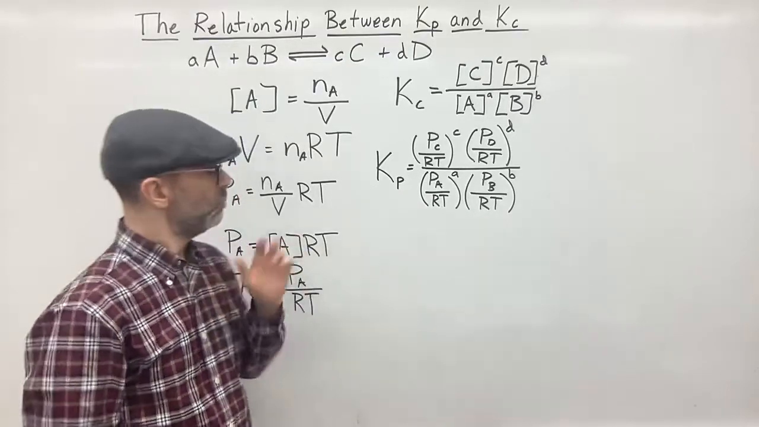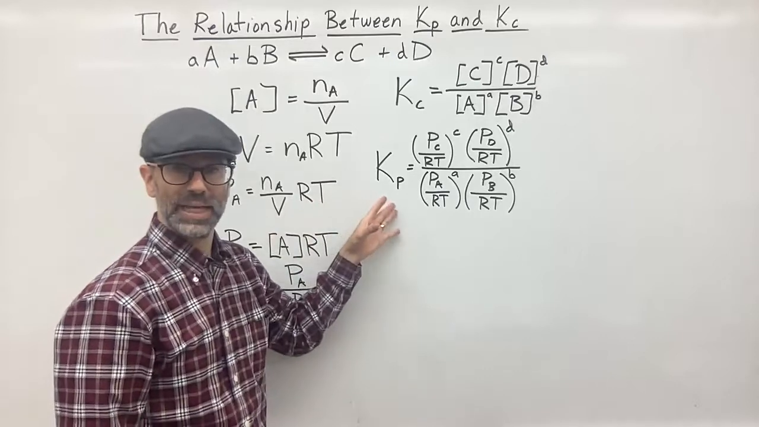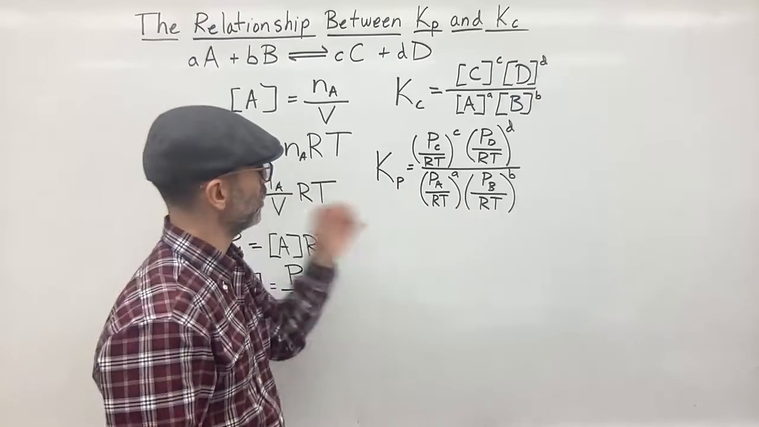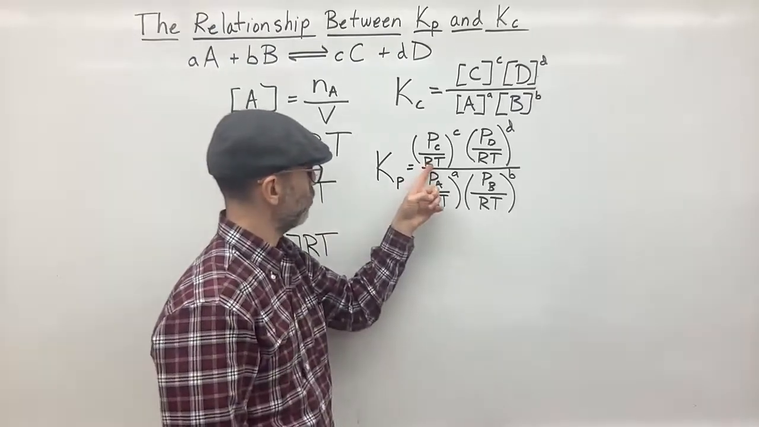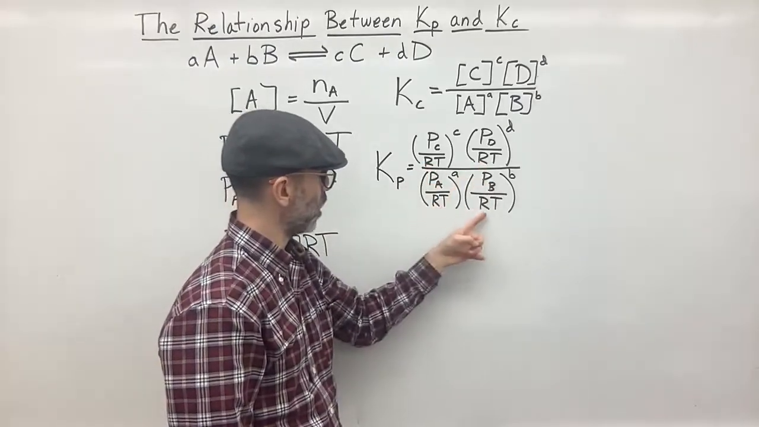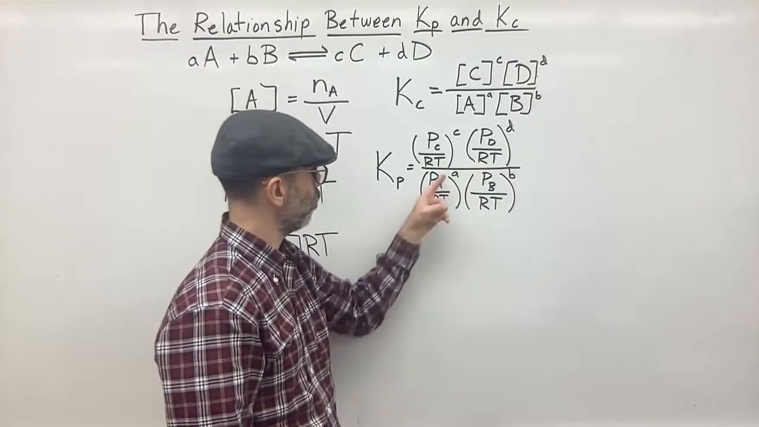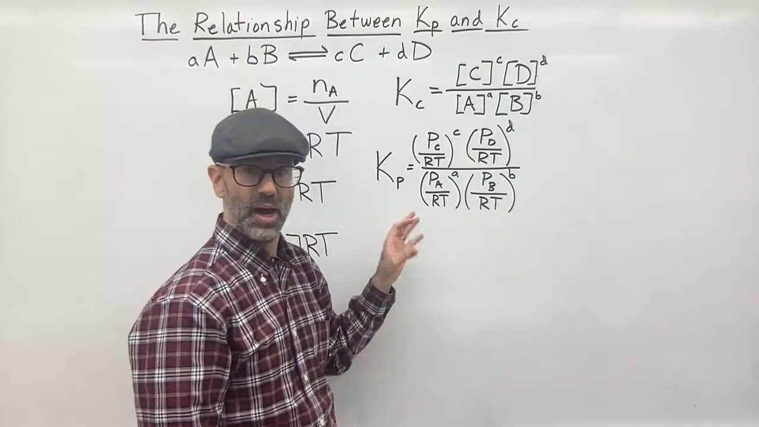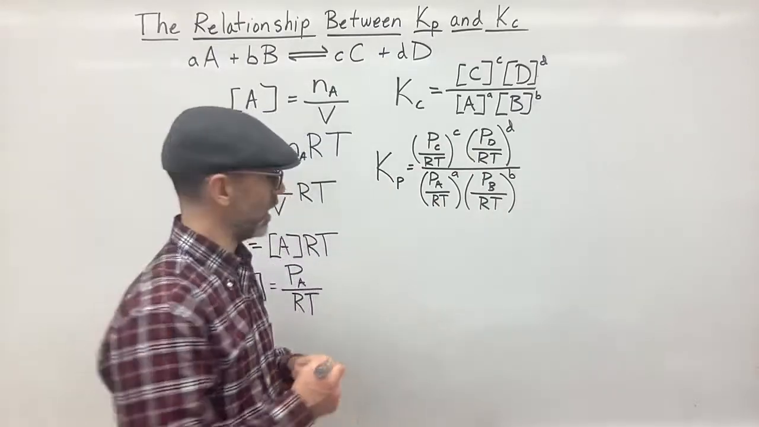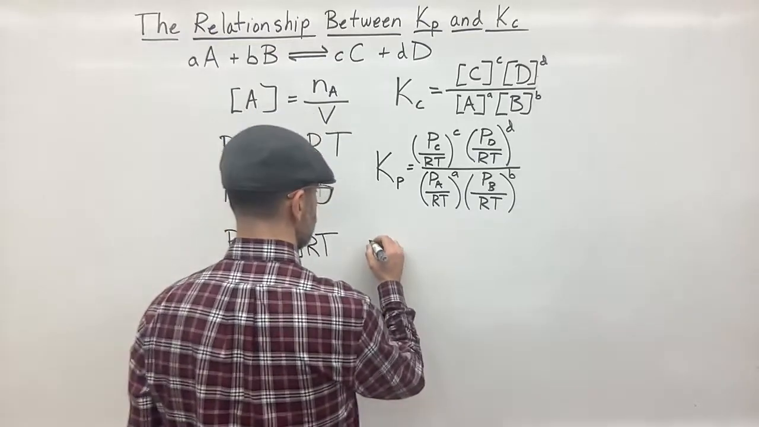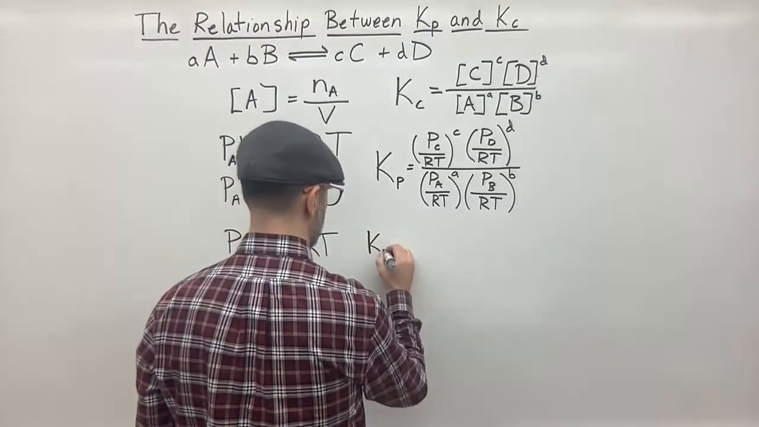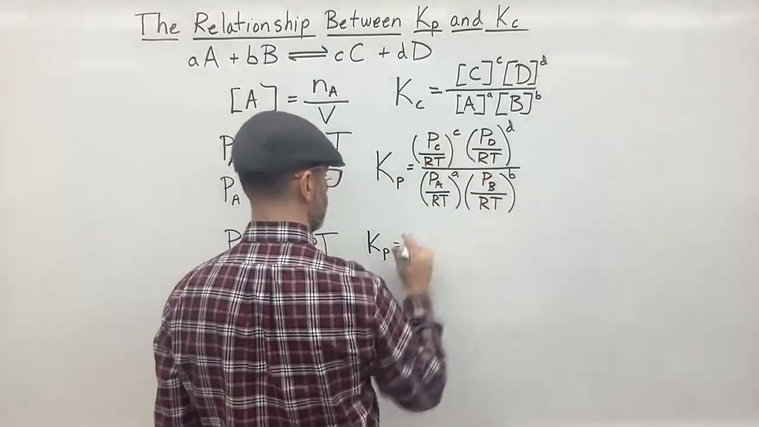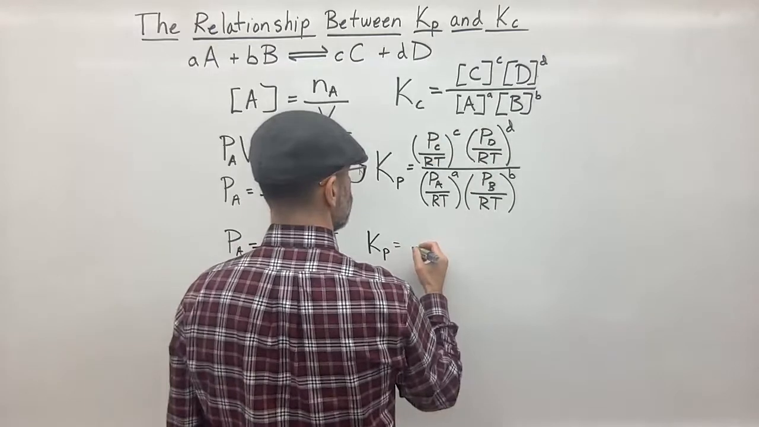Okay, so we want to get a relationship between Kp and Kc. So what do we do here? You'll notice that we have some things in common. We have RT. So if we could pull 1 over RT out and then leave the rest, we can kind of see things going on. So let's go ahead and do that. We have Kp is equal to, and we're going to just pull out the 1 over RT and leave the rest.